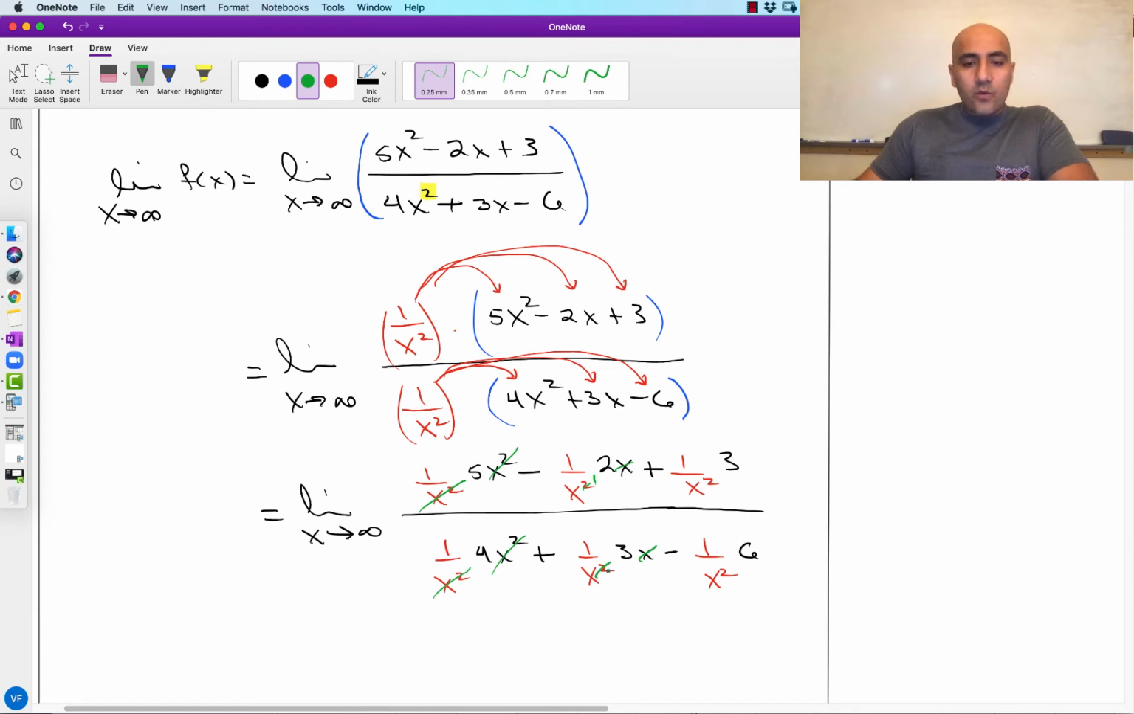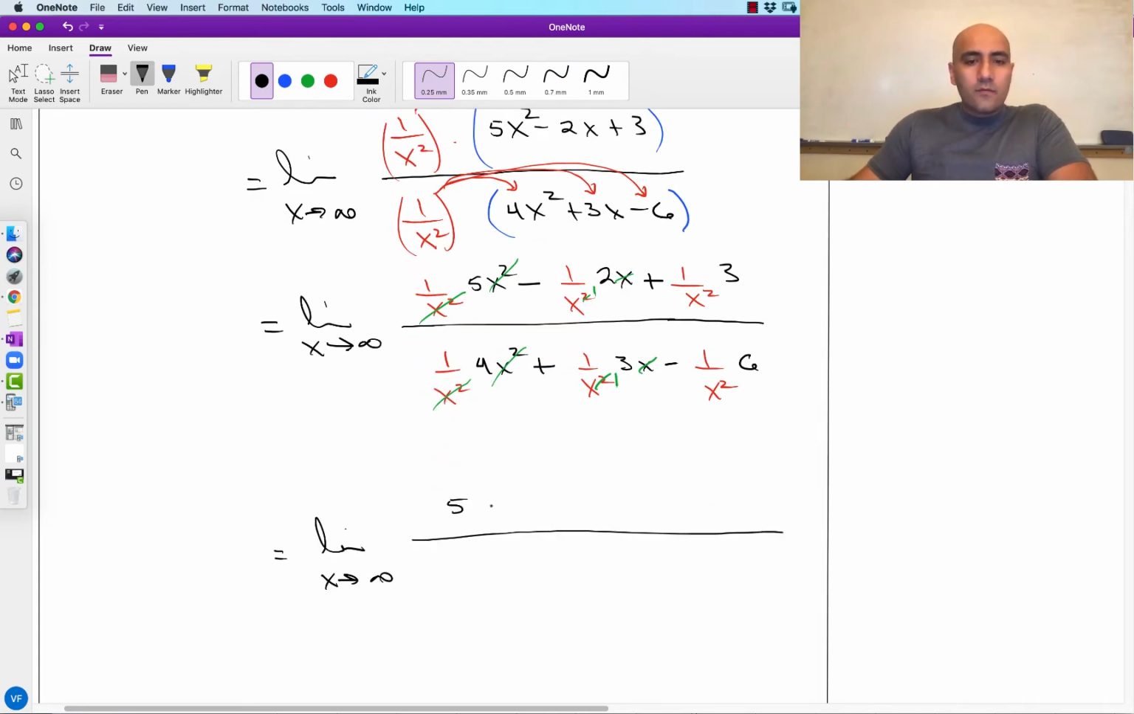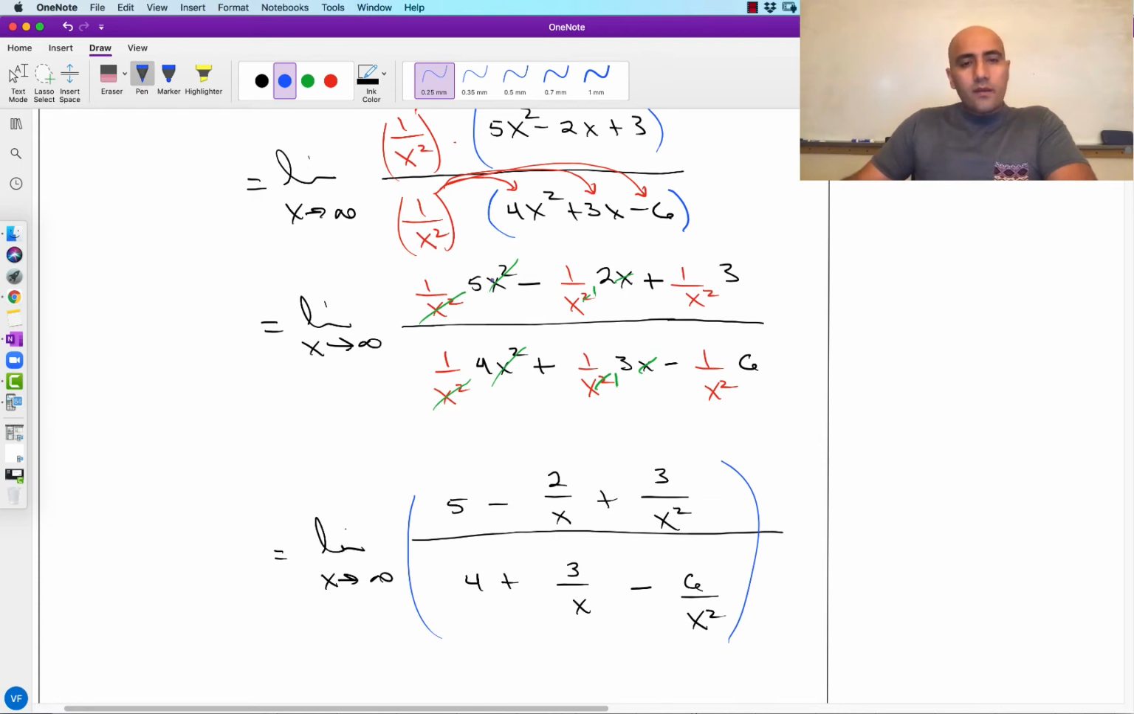This one cancels with one of those. There's still one left over. And then nothing reduces there. Okay, so that leads to the following. In the first term in the numerator, the x squared is canceled, leaving you just a 5. Then minus 2 over x, since one of the x's survived. And then finally plus 3 over x squared. That's in the numerator. In the denominator, we end up with a 4 there, then 3 over x, and then 6 over x squared.